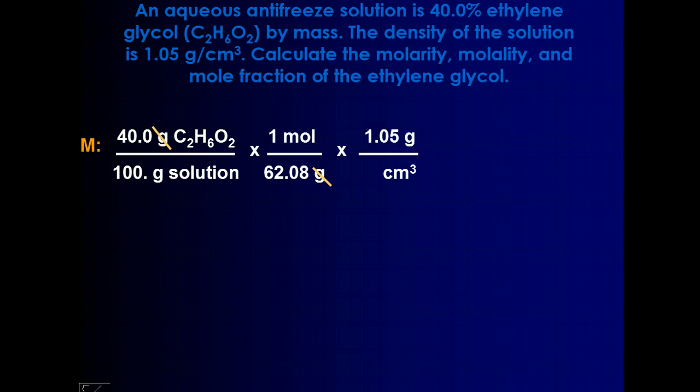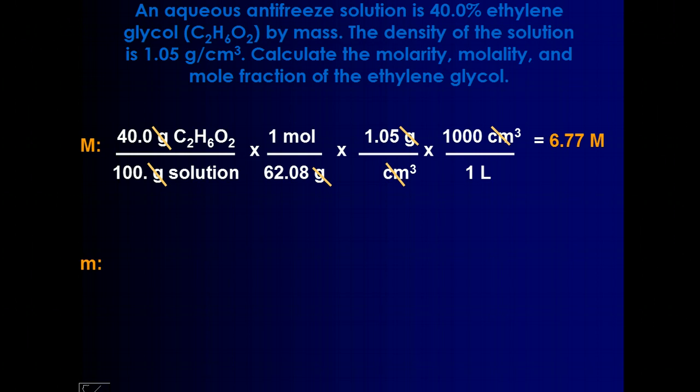Our density will help us get to a volume unit for solution, which is what we want for our molarity. A centimeter cubed is equivalent to a milliliter. So if there's 1,000 milliliters in 1 liter, there's 1,000 centimeters cubed in 1 liter as well. So we now have the units we were desiring for molarity. We multiply the numerator, divide by the denominator, and we get that we have a concentration of 6.77 molar.